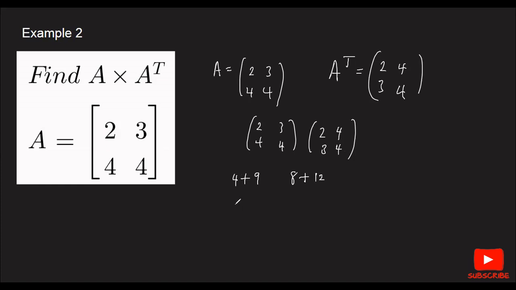All right, now going to the row 2 column 1 position. So we have 4 times 2, that gives us 8, plus 4 times 3, that gives us 12. All right, now I'm moving on to the row 2 column 2 position. That's the final position. We have 4 times 4, that gives us 16, plus 4 times 4, that gives us 16. So our final answer is going to be 4 plus 9, that's 13. 8 plus 12 gives us 20. This gives us 20. This gives us 32. So this is simply our final answer in multiplying this matrix A here by its transpose.